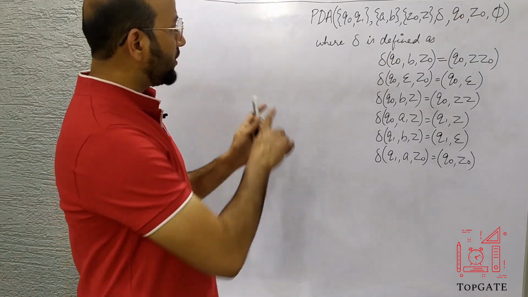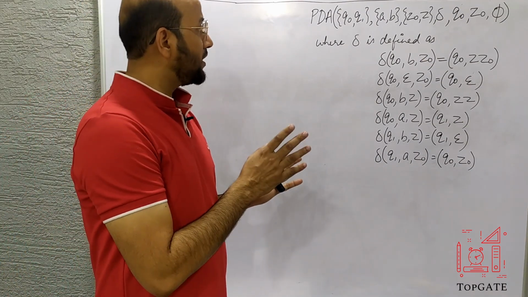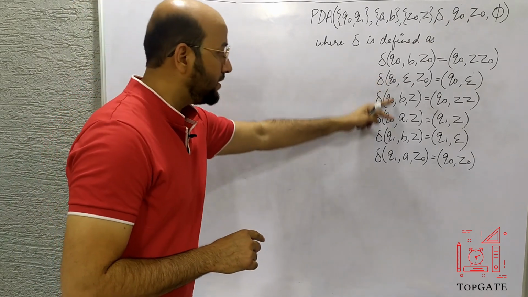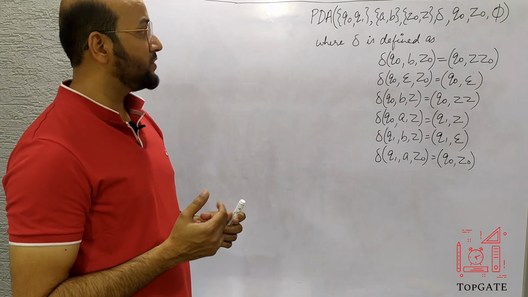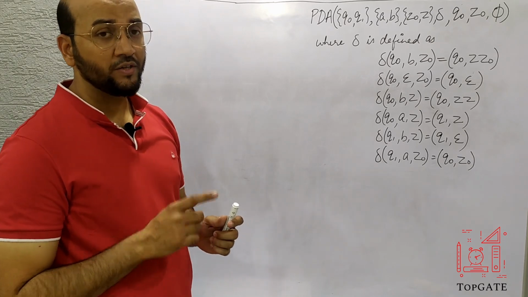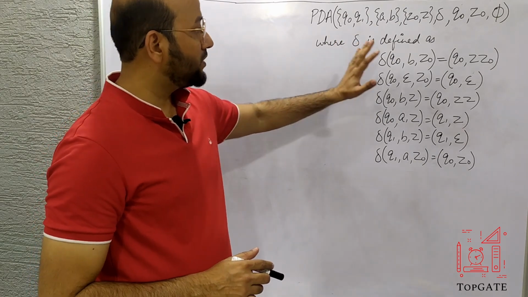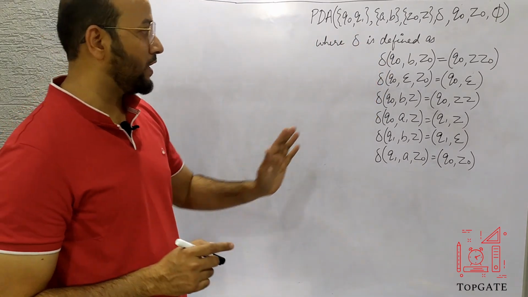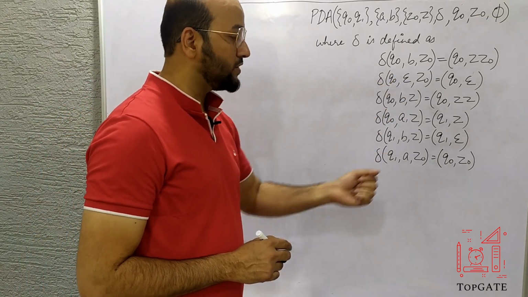Now we have to convert this PDA to its equivalent CFG. If we talk about the PDA, the most important thing in a PDA is the delta, which is given here. And in a CFG the most important thing is the production rules, that is P. So I'll convert this delta to its equivalent P, that is, the production rules. I'll try to find out the production rules from this delta.